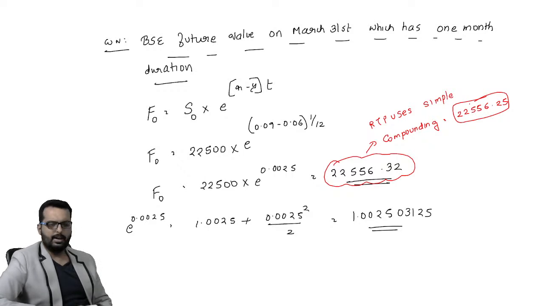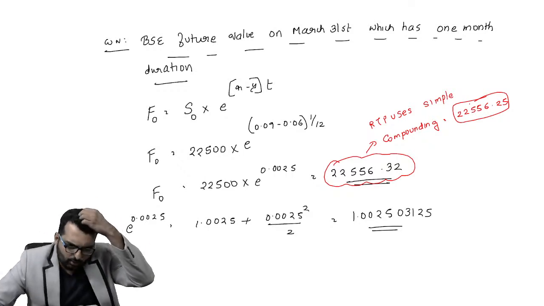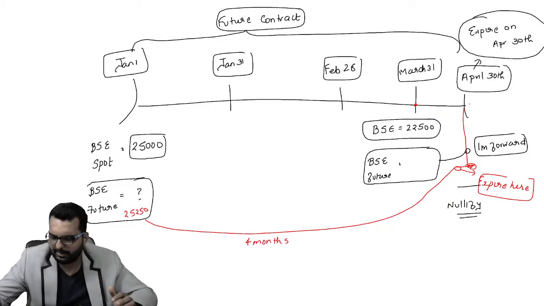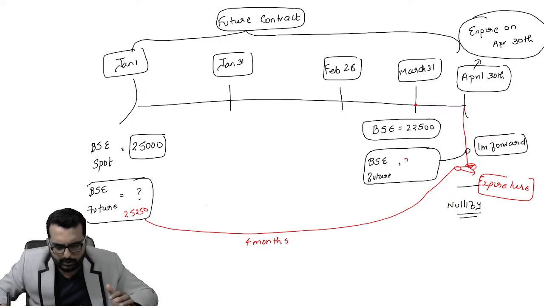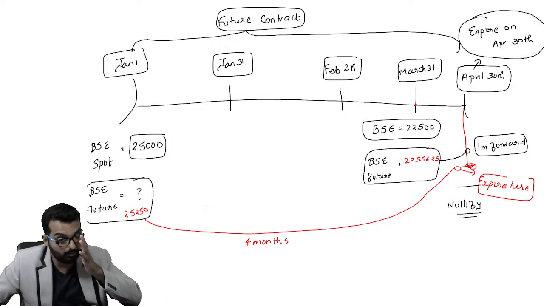I believe you're all done writing this also. So I just go and write down 22,556.25. That is the value we get over here. One moment. Okay, I'll just write down 22,556.25. Just update the diagram also now.